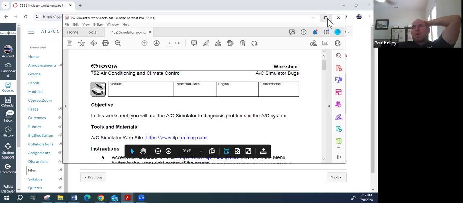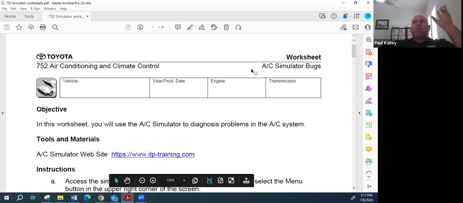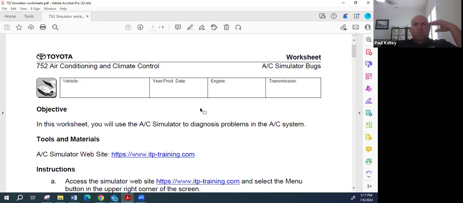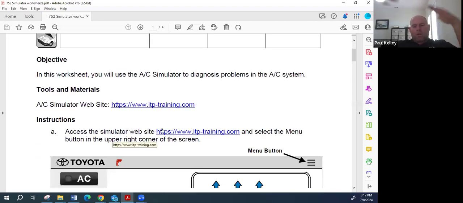Probably be me being difficult. Okay, so this is gonna be your actual work. You're gonna download these worksheets. You don't need to print them though, but this is gonna give you all the details. And then it's gonna tell you go to this site, and you're gonna actually go to that site. So I'm gonna click that.